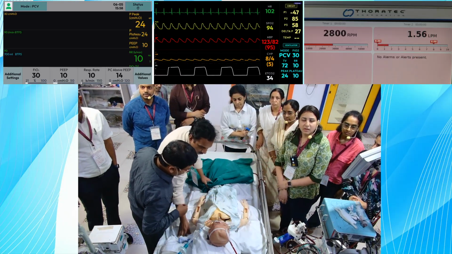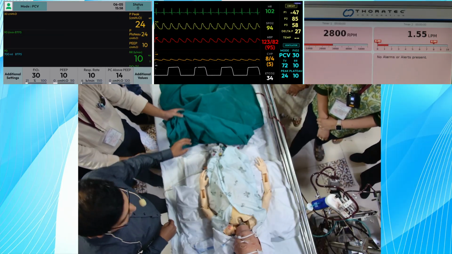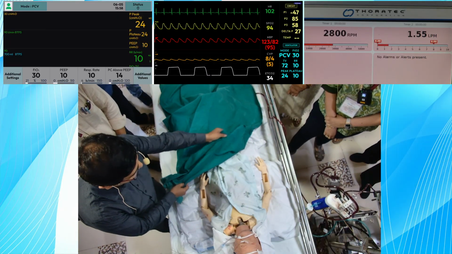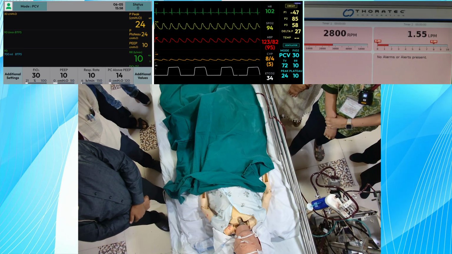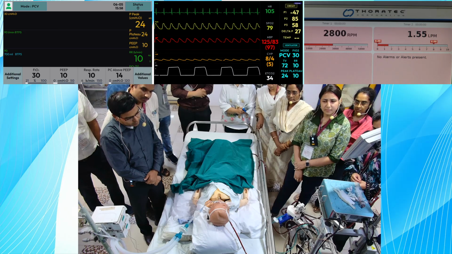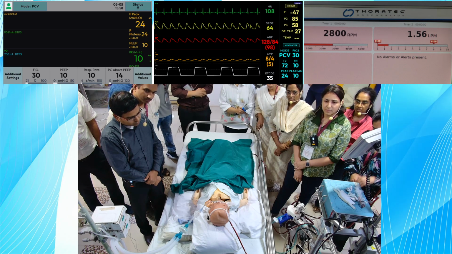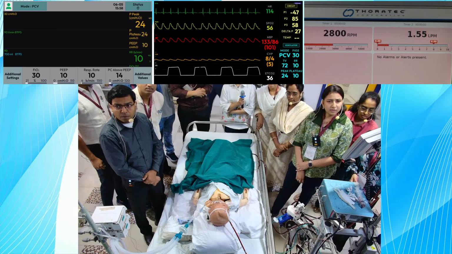There is no kinking in the cannula. So how is the last ABG and what sort of inotrope support is the child on? It's not on any inotrope. The last ABG was pH of 7.38, PO2 around 58, PCO2 around 36, and bicarb 22. Now the saturation has started falling.